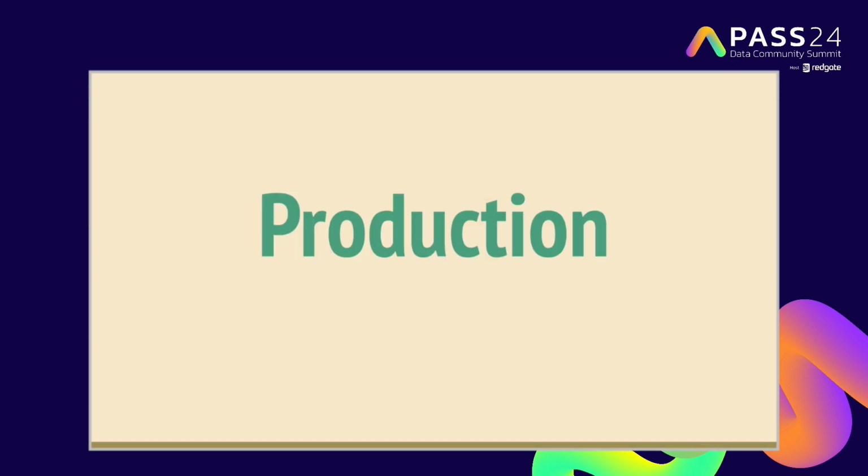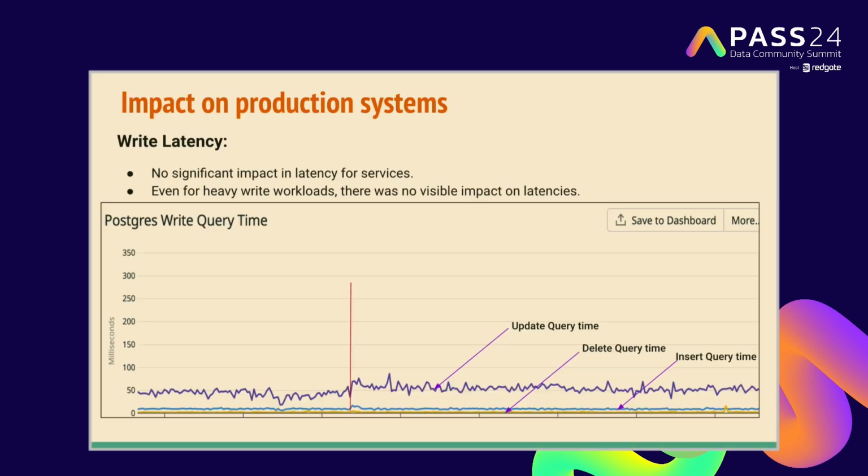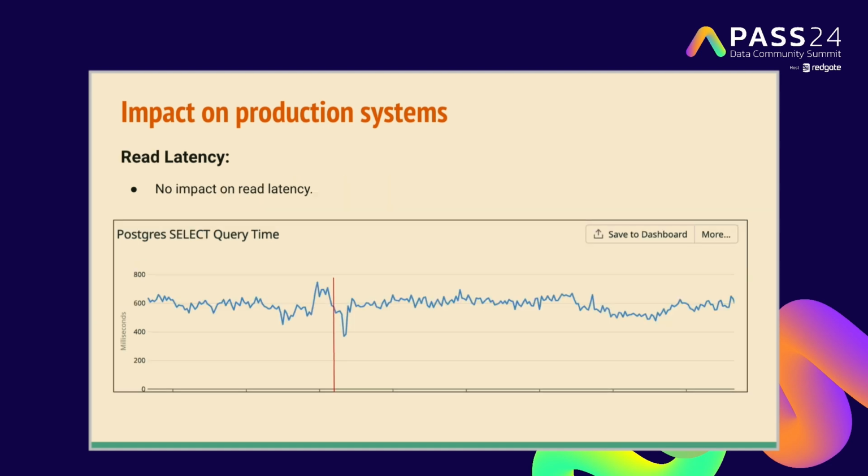So moving on to the last section: what was the impact on our production systems? Even with the highest durability, we did not see any significant impact in latency for our services. The red line shows the time we actually enabled synchronous replication. There was just a slight increase in our inserts or update queries, but we did not see any significant impact on latencies for services or query times on the Postgres side.